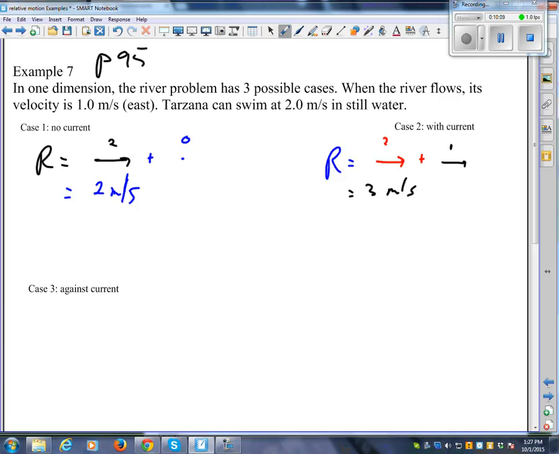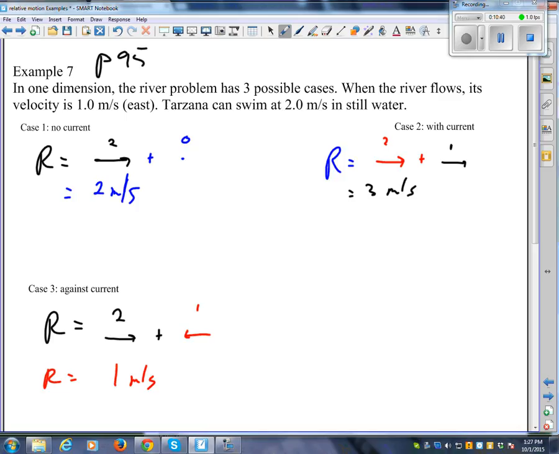Yeah, but you're using less, right? Because you're with the wind, right? And in fact, you would probably fly faster, right? Case number 3, against the current, what's the resultant going to be? It's going to be 2, right, plus 1 the other way. So what's the resultant? It's going to be 1 meter per second. You can all do that in your head, right? Easy stuff. There's no direction there involved. You've been given no direction.